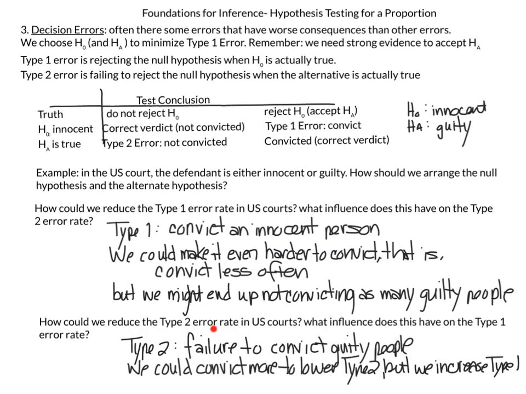Similarly, you can reduce the type 2 error rate. Remember, type 2 error is failing to convict guilty people. Well, if you're worried that you're not convicting enough guilty people, you can just make it easier to convict people. And then you'll definitely convict more of the guilty people. But the problem is you'll also convict more of the innocent people. So you could lower type 2, but you're going to increase type 1 errors. So there's this trade-off, right? When you lower one type of error, you're probably going to increase the other type of error.